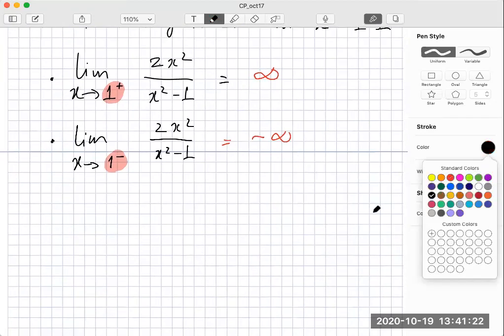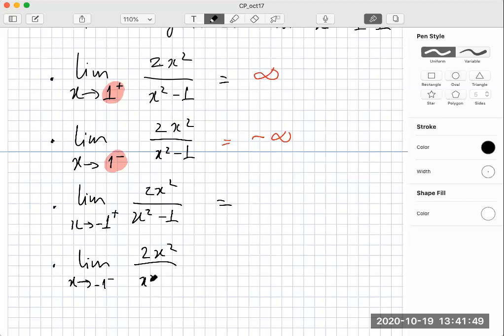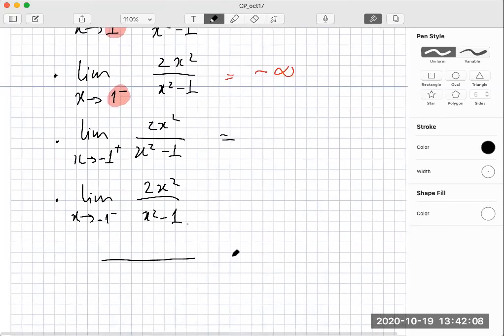So another one is the limit of the function 2x squared divided by x squared minus 1 when x approaches -1 from the right, right? And the limit when x approaches -1 from the left. Negative 1 from the right. It means it is somewhere here, right? The absolute value of that is smaller than 1. So when we square, it's still smaller than 1, right?